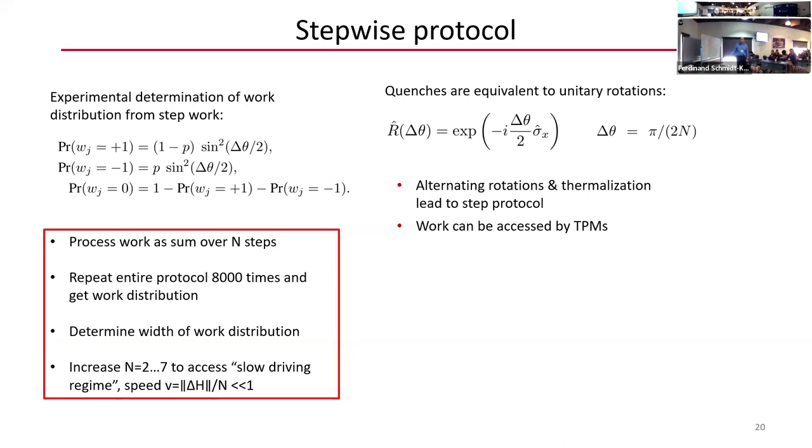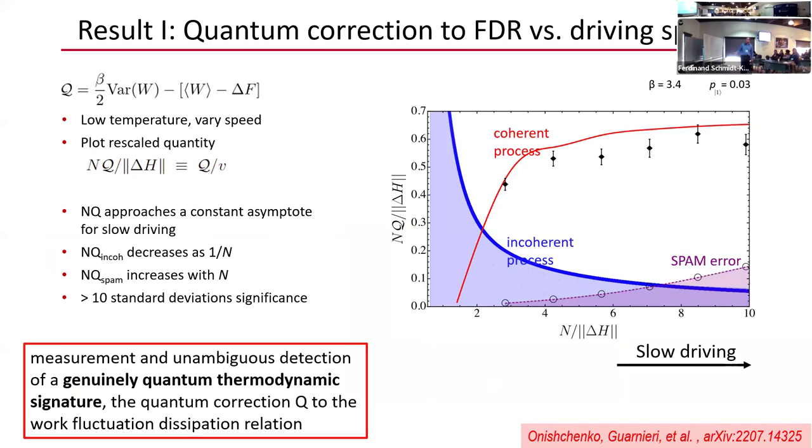So now, this is what we had. And for this first result, we look at how this quantum part looks when we vary the driving speed. We look for this variance of the work as a function of driving speed. We always put low temperature here. In this case, we have a beta of 3.4, which means the upper state is almost not populated.